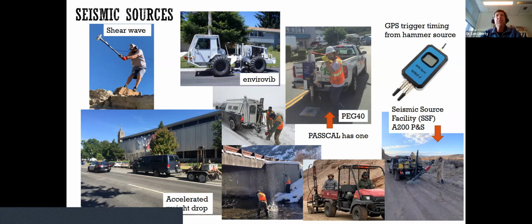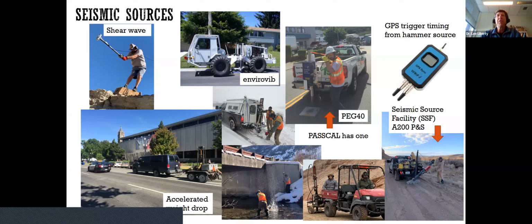The rest of these sources, except for one, are all hammer sources of a variety of scales. The lower middle one, you can see swinging a hammer in the river. We were actually hitting a rock, so we got decent coupling with this. Scaling up a little bit more, there's the PEG 40 here, which PASSCAL has one of, so the community has access to it. It's an electric motor, so there's not a lot of noise associated with the source, unlike running a generator like the rest of the weight drop sources.